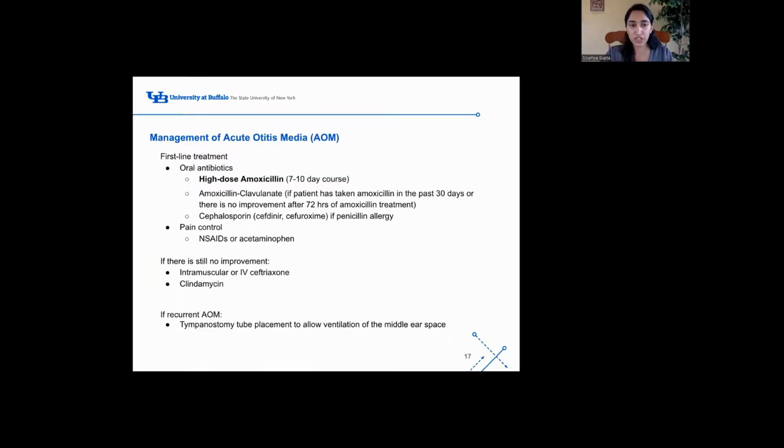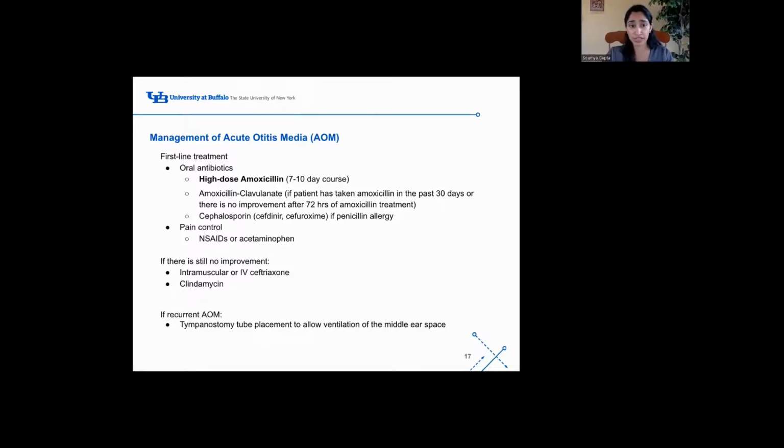In terms of management, I do want to first say that if a patient has minimal symptoms, then sometimes they can be observed for a day or two just to see if they spontaneously recover, and up to 60 to 80% of patients do. But it's controversial to wait that long because if the infection does not improve, then complications can be very serious, including facial paralysis, meningitis, abscess, etc.